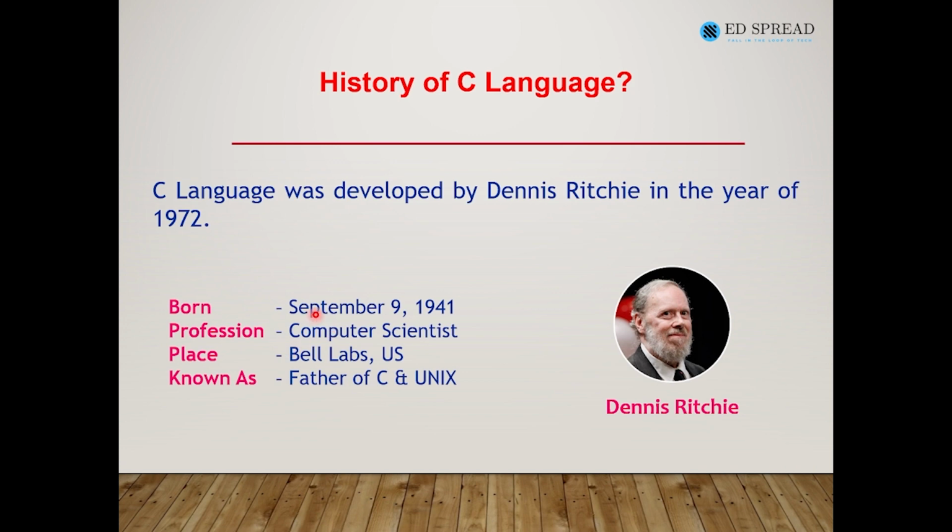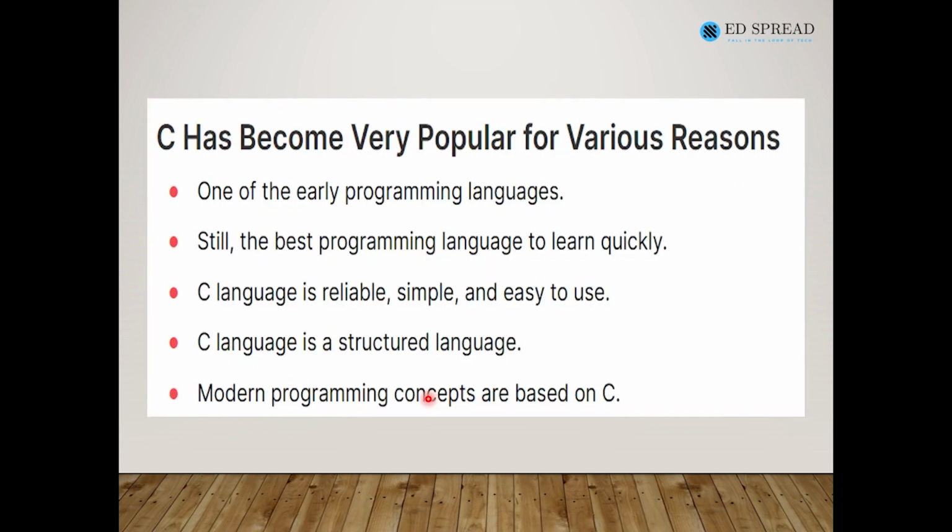So it was this person, Dennis Ritchie, who was the main person. He was born on September 9th, 1941. He was a computer scientist, father of C and the Unix operating system. C has become very popular for various reasons. One of the very early programming languages, right? Still the best programming language to learn quickly.